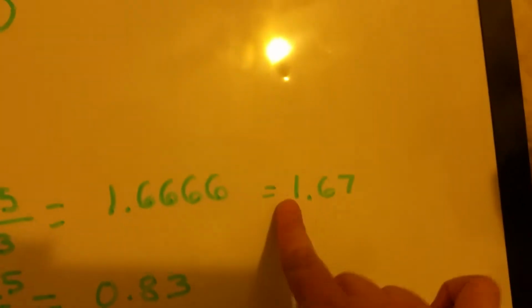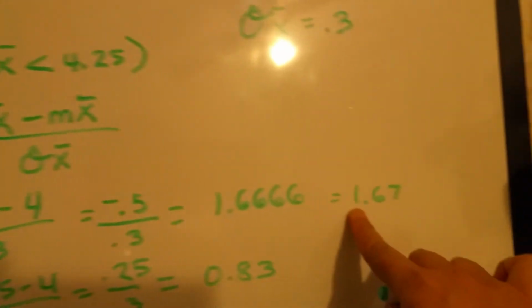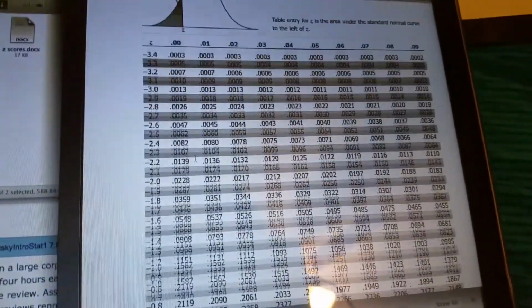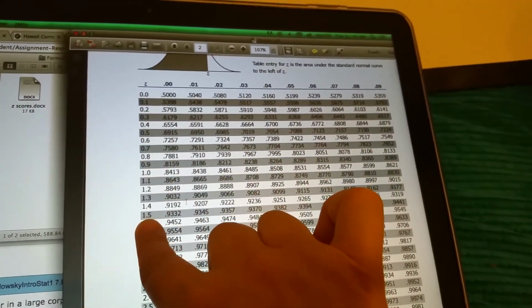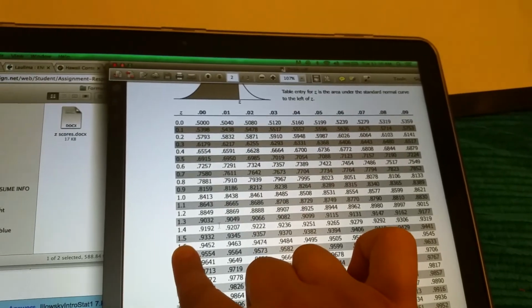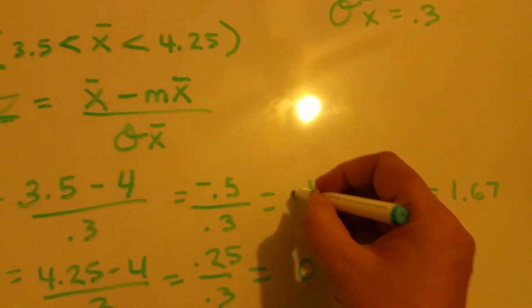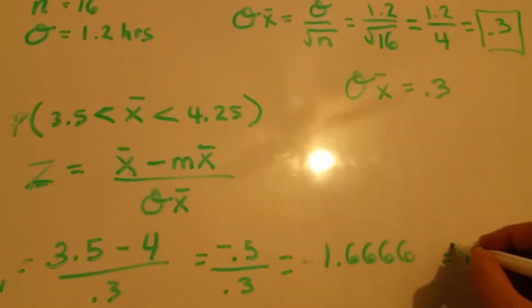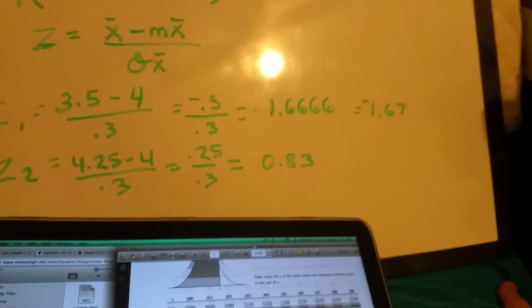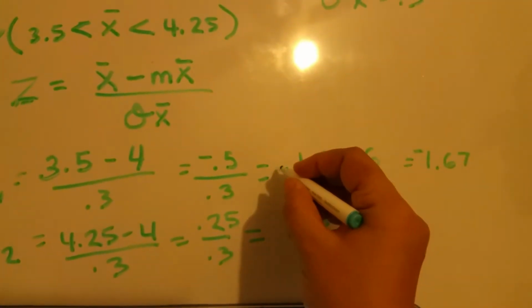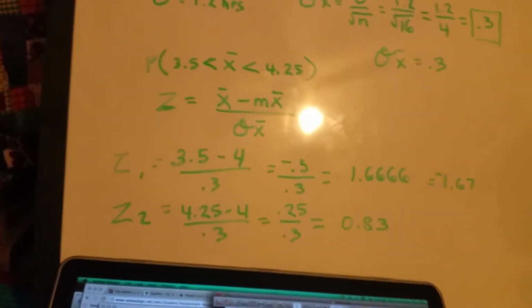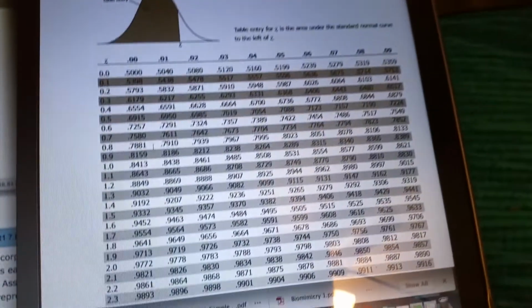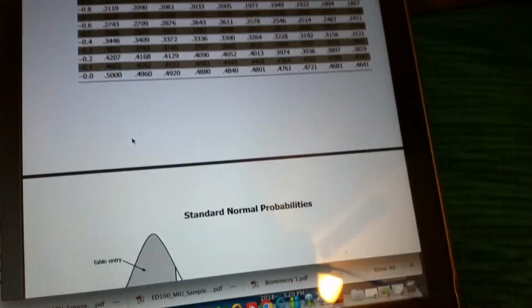All right, so we're looking at this one, right? For the 3.5, we need to find the 1.67. So we go down in our z table and we find, oh, I'm sorry, I forgot the negative. This is a negative, so it's negative 1.67. Sorry. My pen's not working. Okay, negative 1.67.